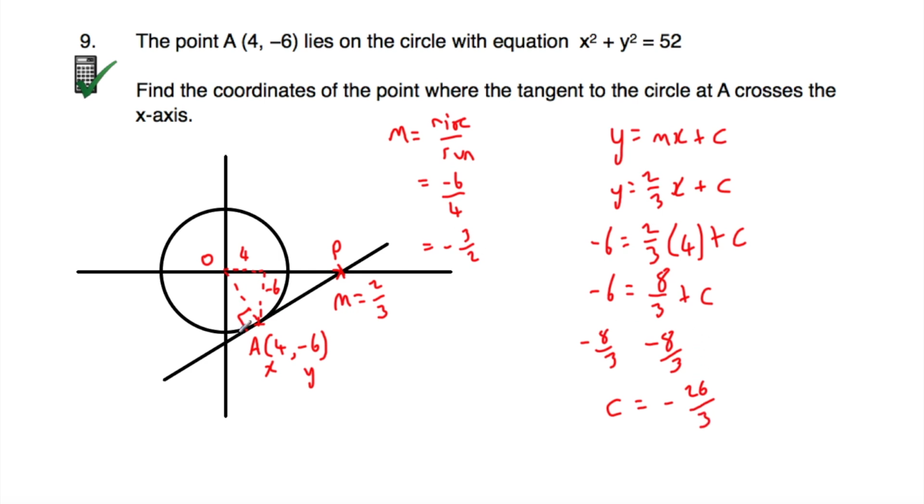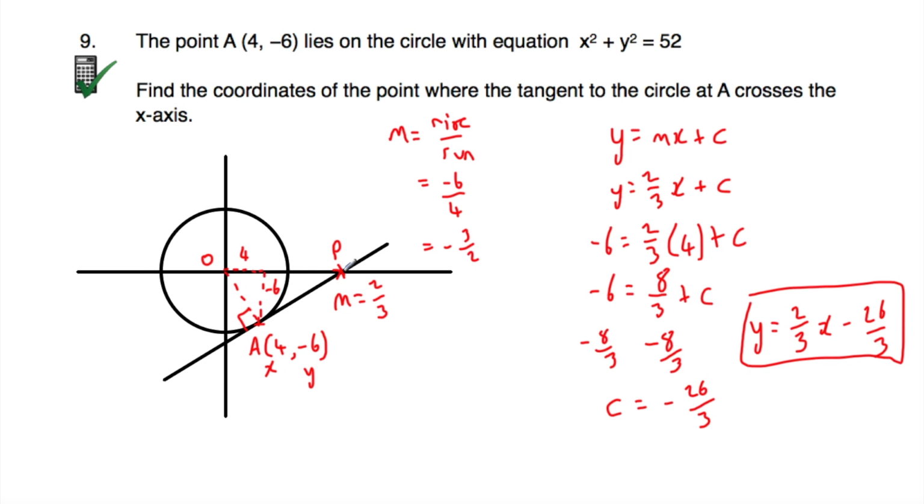So that's fantastic. We've now found the equation of that tangent. The equation of the tangent would be y is equal to 2/3 x minus 26/3. So that's the equation of the tangent. Now we want to find the coordinates of the point P where that tangent crosses the x-axis.